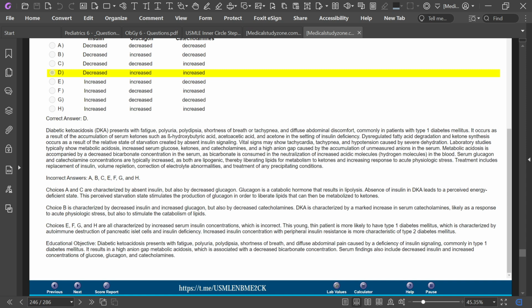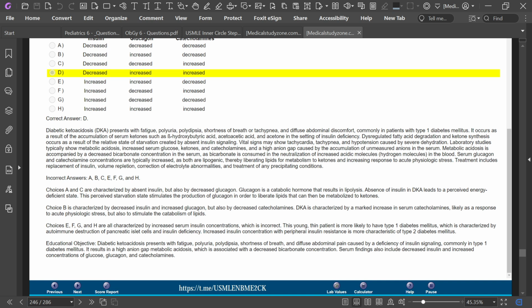Treatment includes insulin, volume repletion, correction of the electrolytes, and treatment of any predisposing or precipitating conditions. Okay. Can you read B? Sorry, yes, I'm reading option B. Decreased insulin, increased glucagon, but catecholamine is decreased in that option.